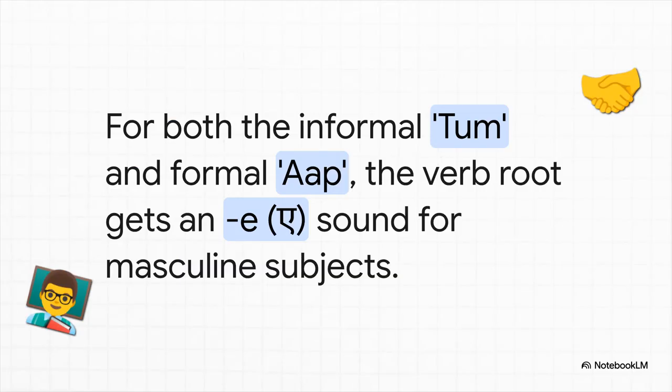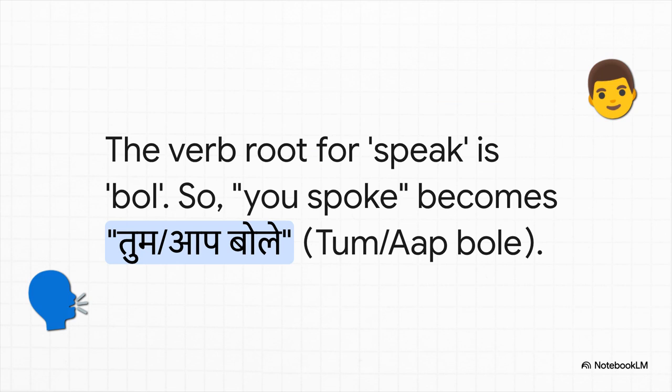Now let's move on to the forms of you that you're probably going to use most of the time. The friendly, informal, tum, and the formal, respectful, ap. And I've got some great news. When you're talking to a guy, the rule is the exact same for both of them. You just add an e sound to the verb root. So let's say the verb is to speak, which has the root bol. You could say tum bole or ap bole to Peter. It doesn't matter which one you choose, that e ending works for both when you're talking to a male.